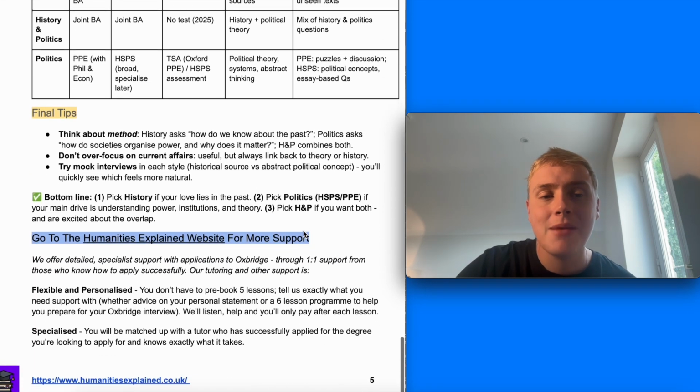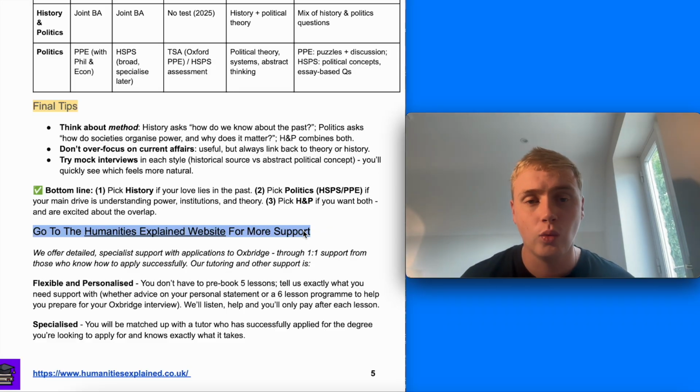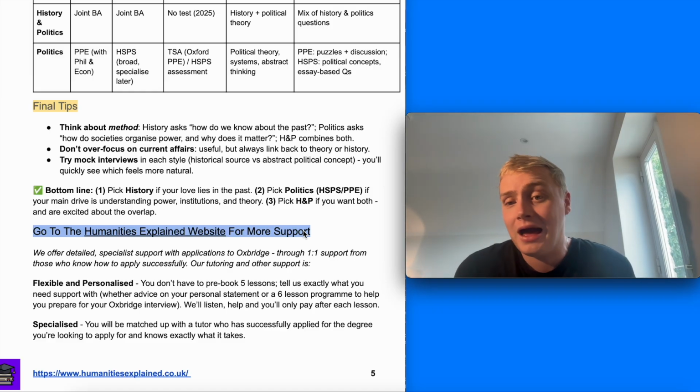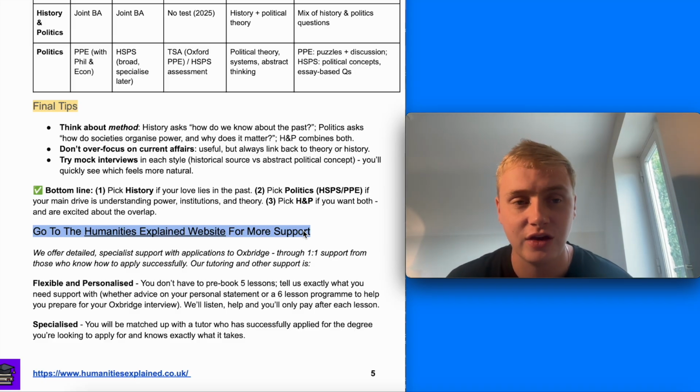Think about the method. What is history? What does it mean to study history rather than politics? Why are you doing that? What is the method of history? How do we know about the past? That's historiography. Politics, engaging with historiography, for example. Politics: how do societies organise? What is power? What is politics? What is democracy, for example, and why does it matter? Think about those and a combination of both history and politics.